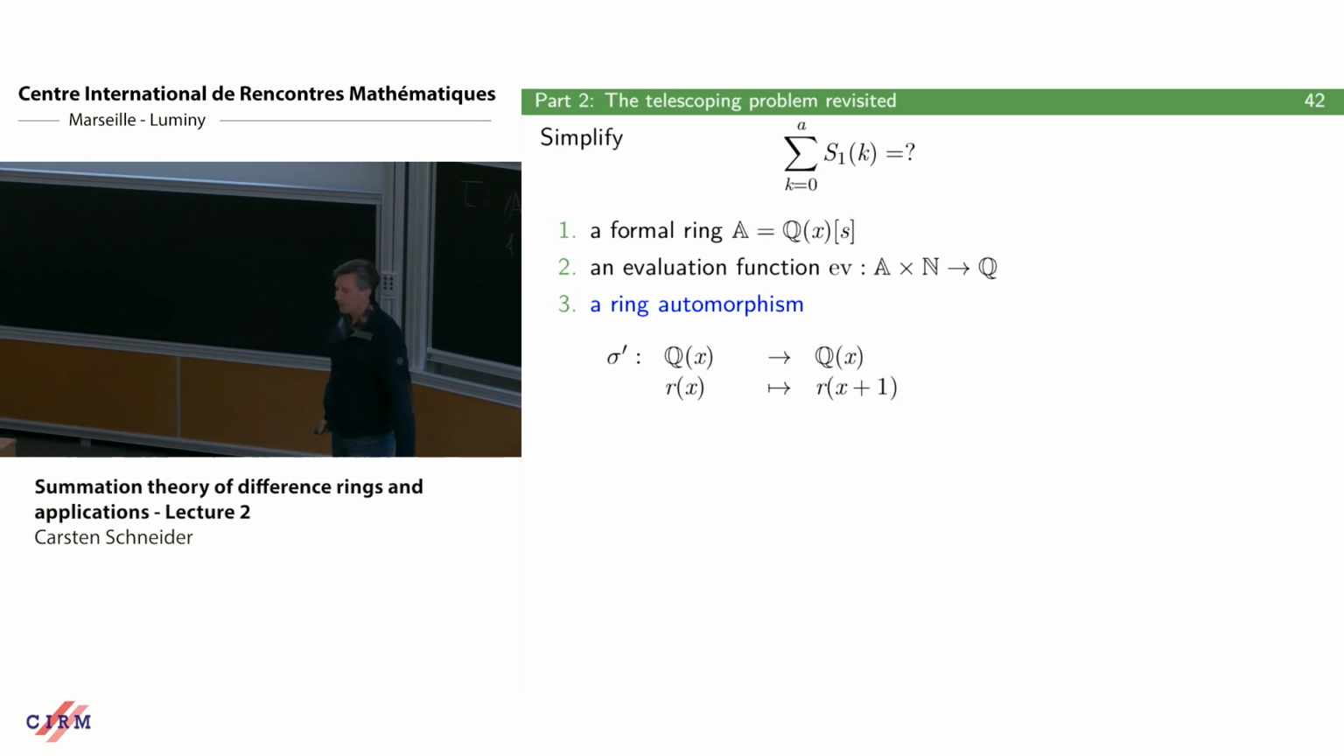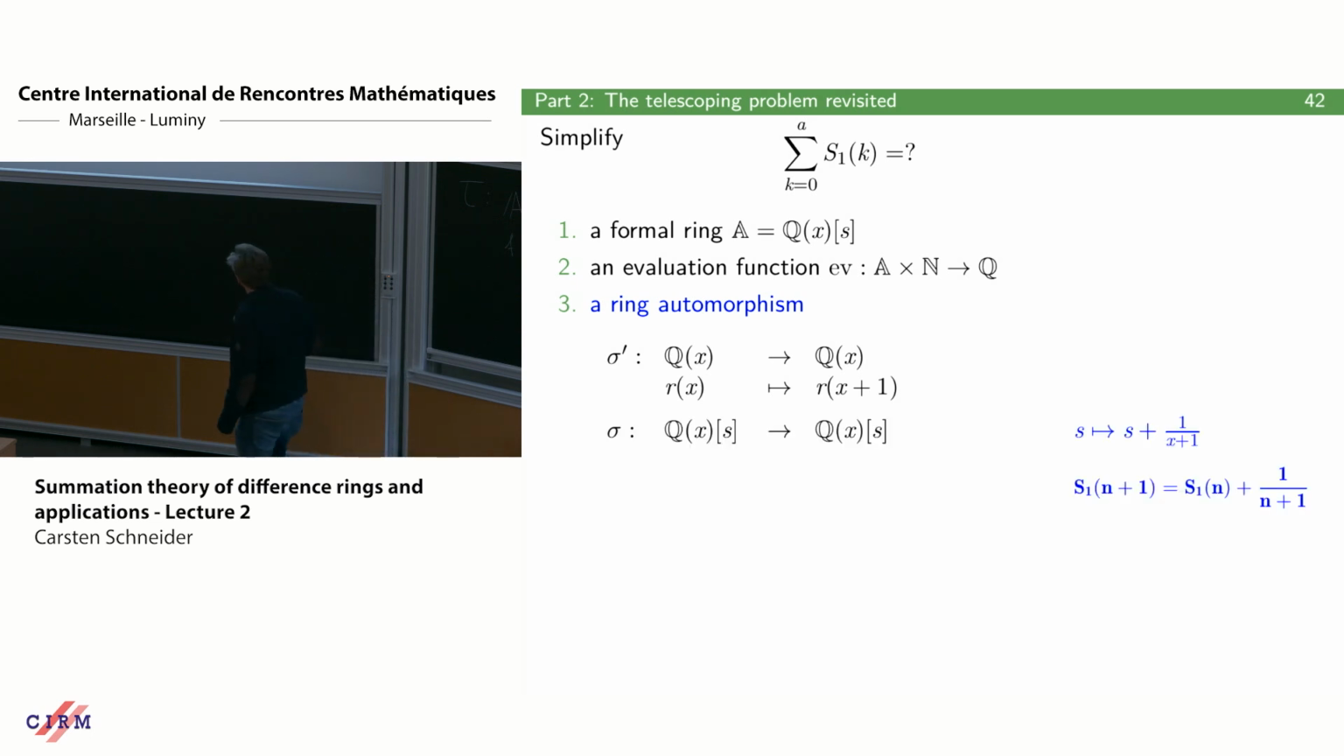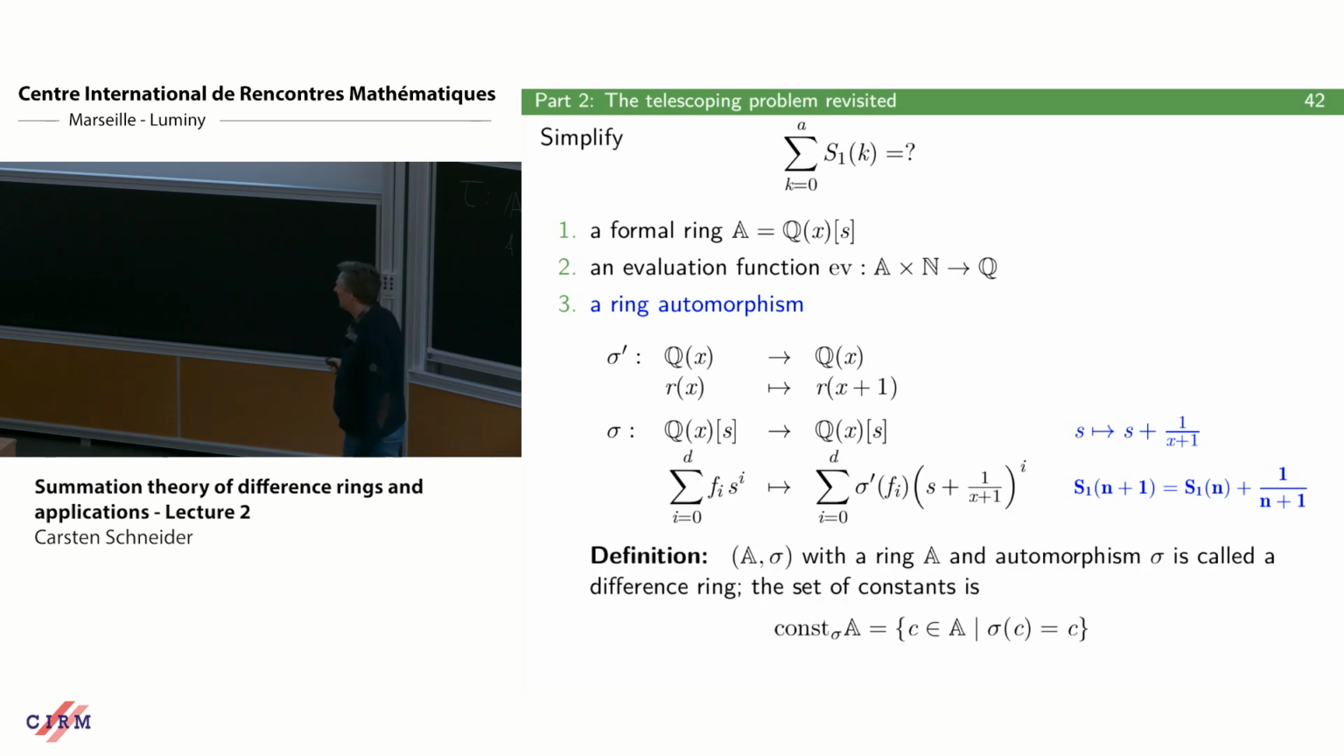Now, as you have seen yesterday, I also need a shift operator to model the shift. So I introduce now a ring automorphism, and for the rational functions, if I take a rational function, I replace x by x plus 1, just a substitution. This is my shift operation. And as you see, the nth harmonic numbers shifted are the nth harmonic numbers plus 1 over n plus 1, okay? So, as I have done also yesterday, I introduce now the automorphism where s should be mapped to s plus 1 over x plus 1. And this can be naturally carried over.